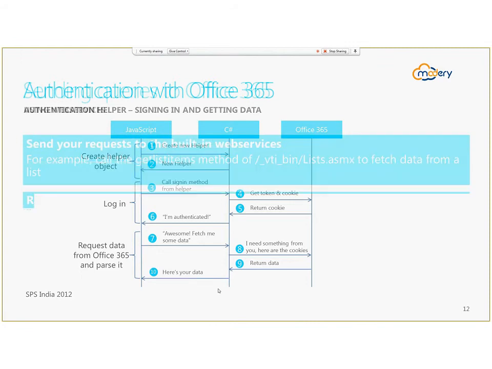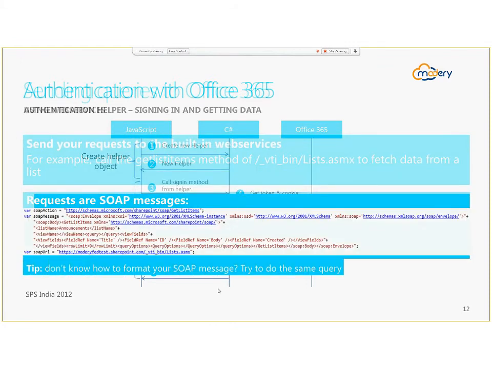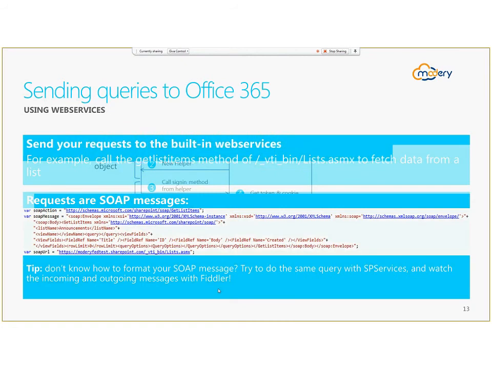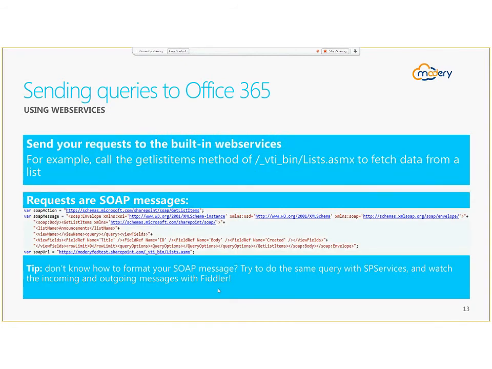Okay, how do we send queries now to Office 365? What I'm doing here is I'm using the web services. You might know that there are a lot of web services available within SharePoint Online or generally SharePoint, at least still in 2010. All of these web services provide different kinds of methods that we can then use. My favorite is, for example, the getListItems method of the lists web service. Once you call that web service and use the getListItems method, you can say, I want to fetch some specific items from a specific list.